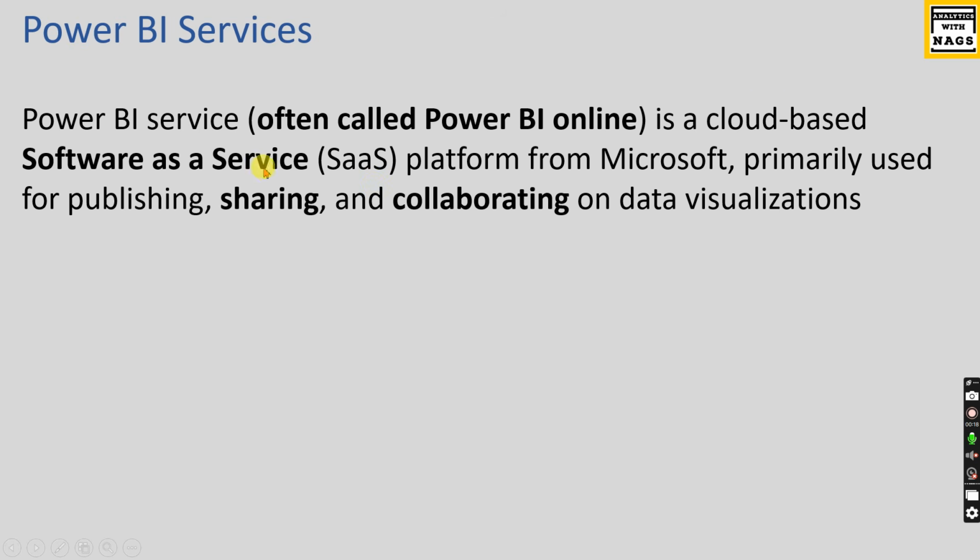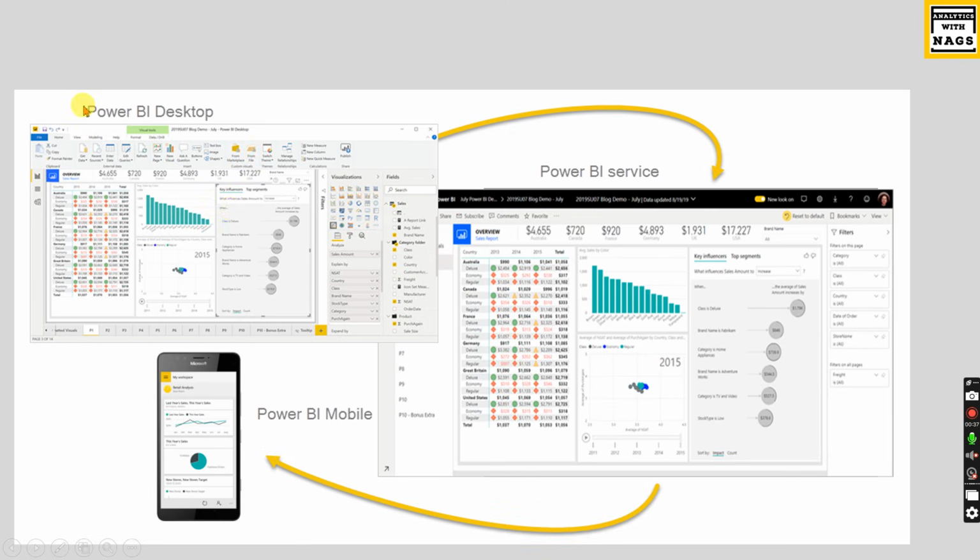Services in Power BI, often called Power BI Online, is a cloud-based software as a service platform from Microsoft, primarily used for publishing, sharing, and collaborating on data visualization. Till now, we have created our report in Power BI Desktop. We used Power Query, we created a model, relationships, a lot of things. It's an authoring tool. That's why Power BI Desktop is called the authoring tool or the developer tool.